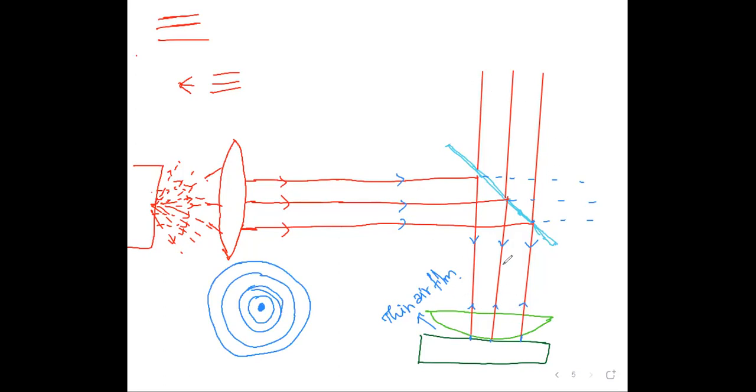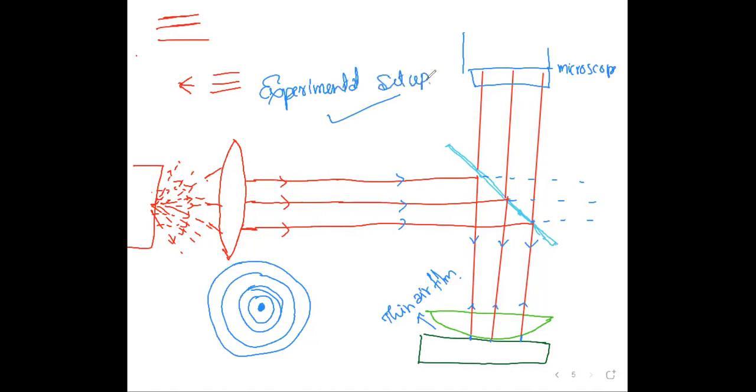Then how do we see these Newton's rings? For that, we have to place a traveling microscope over here. Through that microscope, one can see these rings and make the measurements also. This is the experimental setup for the Newton's ring experiment.